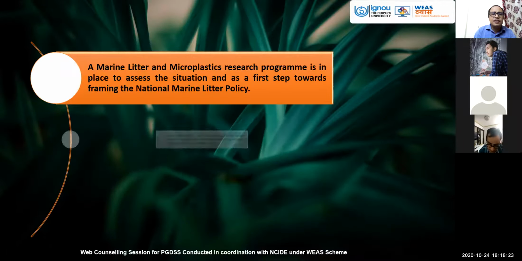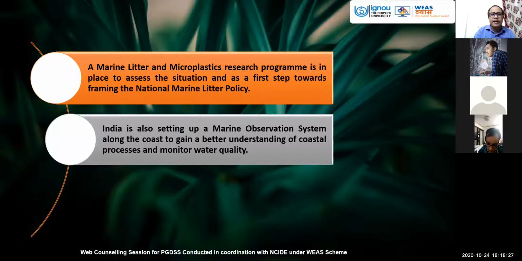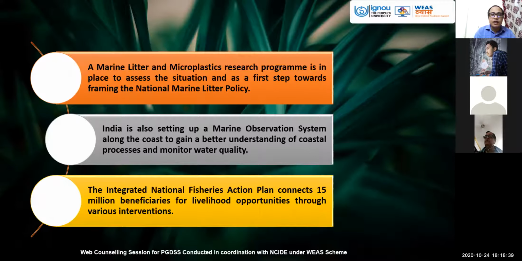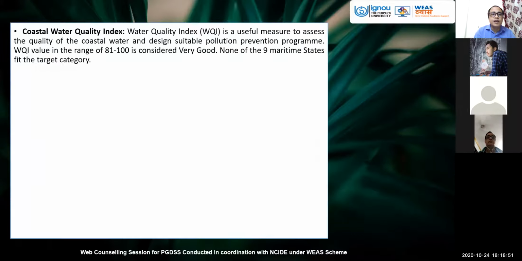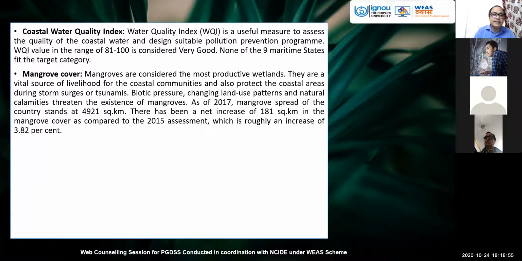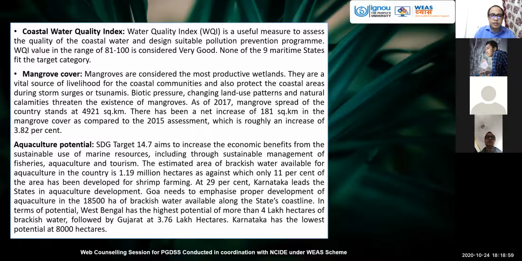14 is life below water. Under this, marine litter and microplastics are among the threats to the ocean ecosystem. So in that also, we have the National Marine Litter Policy, and we have a marine observation system along our coastline. We have integrated national fisheries action plans that connect 15 million beneficiaries for livelihood opportunities through various interventions. We are regularly monitoring the coastal water quality index. Then mangrove coverage is regularly studied by different organizations and institutions. Aquaculture potential is also taken into account because it is directly related to the sustainable livelihood of the fishers who entirely depend on aquaculture. So we're working very well on that also.